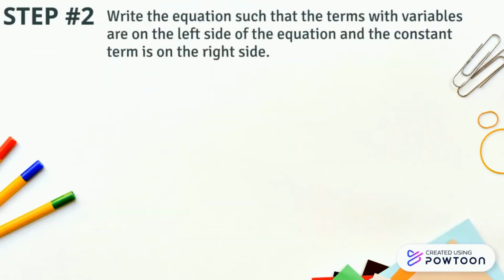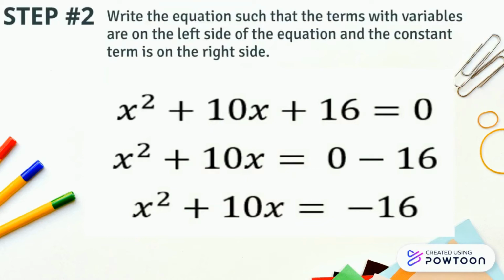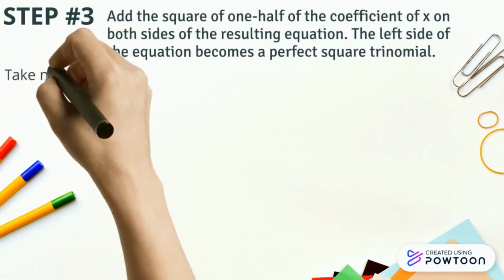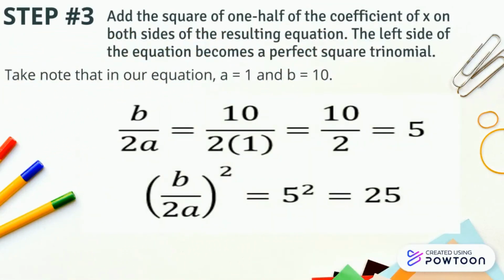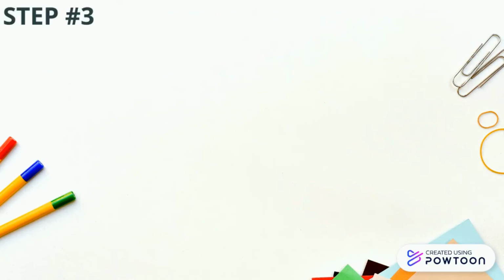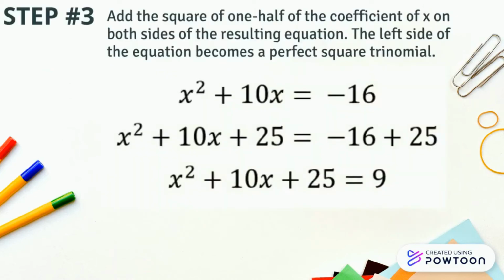Step number 2. Write the equation such that the terms with variables are on the left side of the equation and the constant term is on the right side. This is done through transposition. Step number 3. Add the square of 1/2 of the coefficient of x on both sides of the resulting equation. The left side of the equation becomes a perfect square trinomial. Take note that in our equation, a is equal to 1 and b is equal to 10. We will be using the formula (b over 2a) raised to the power of 2. The result of the formula will be added to both sides of the equation.